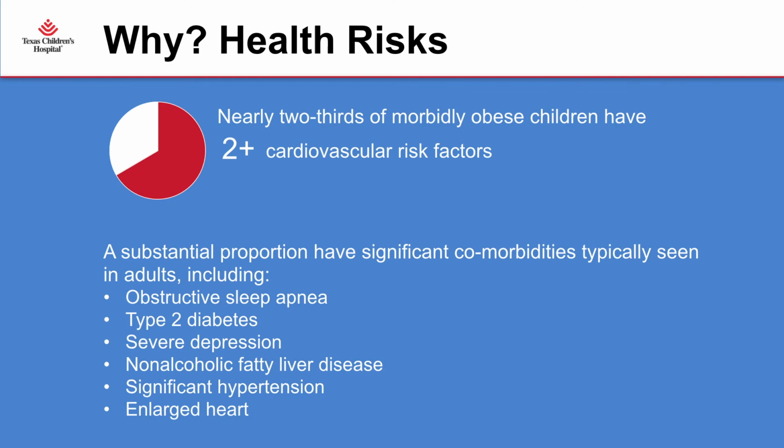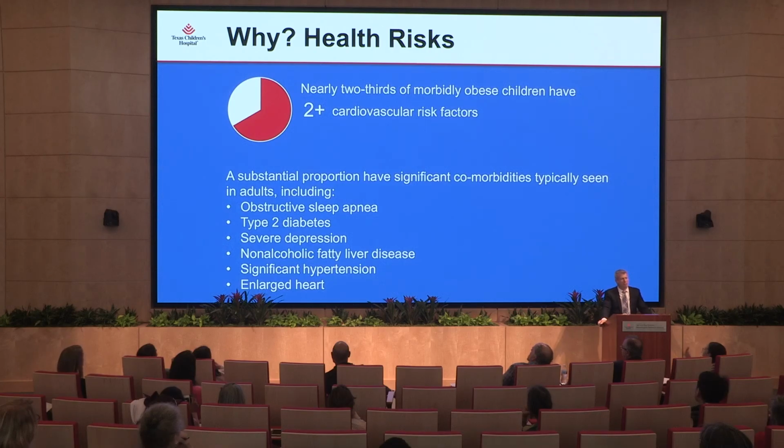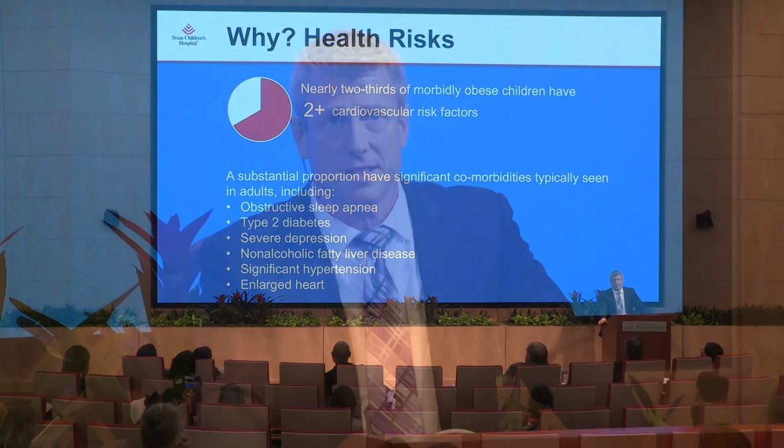When you look at these kids from the perspective of cardiovascular risk factors, a lot of them have more than two. And the things that go along with this are very disturbing as well. Things like severe depression, significant hypertension. We're starting to see cardiac manifestations in these young kids. And this is a very disturbing trend. When you look at the comorbidities we're finding, over 50% of deaths that we're seeing right now are obesity-related chronic diseases.